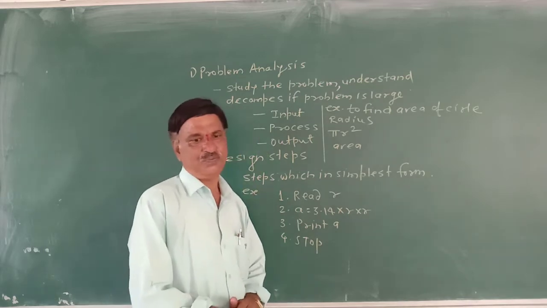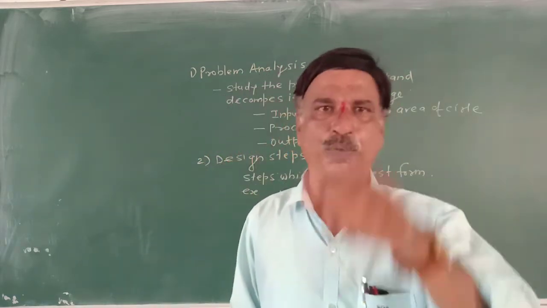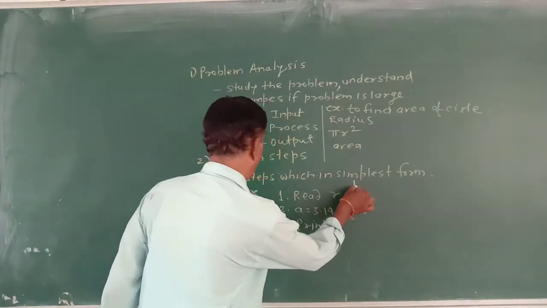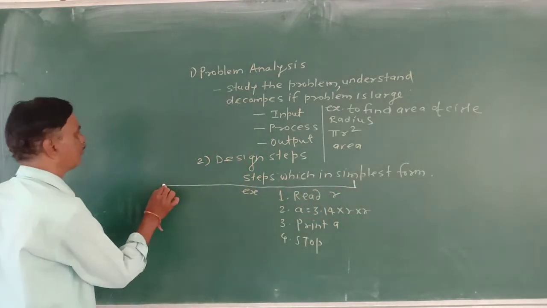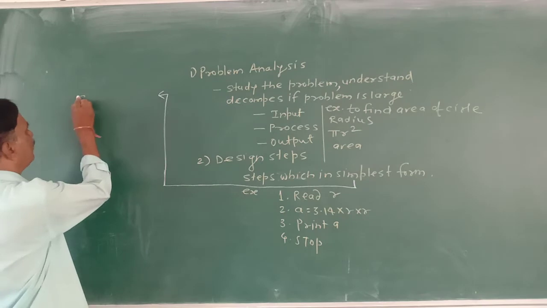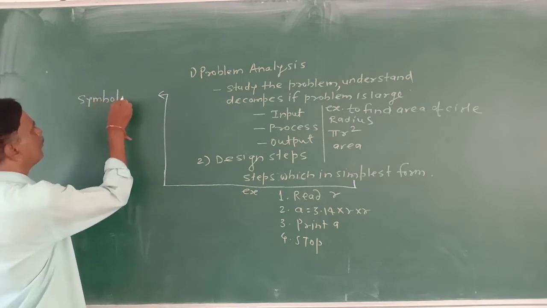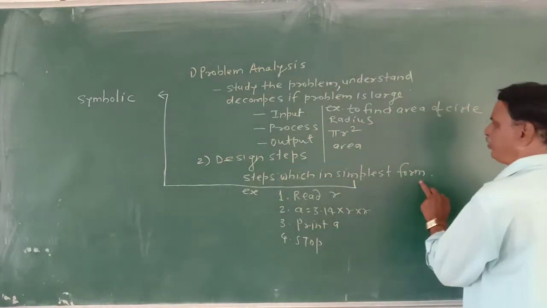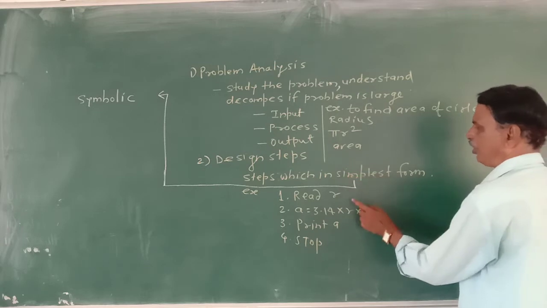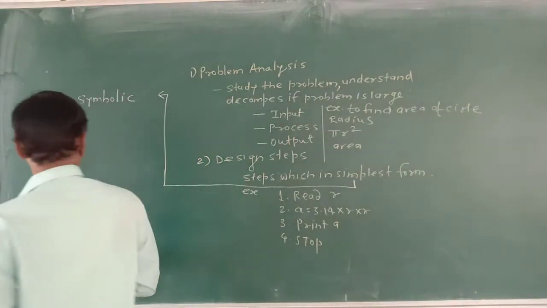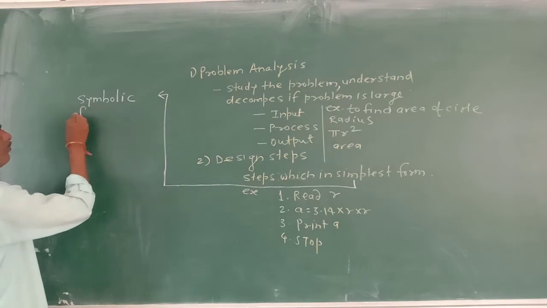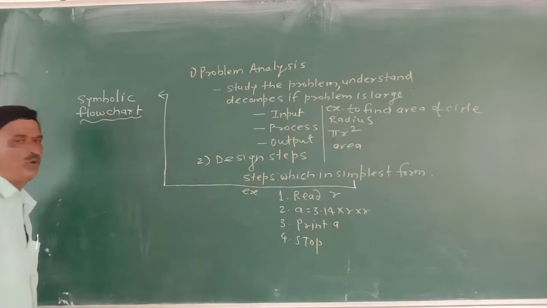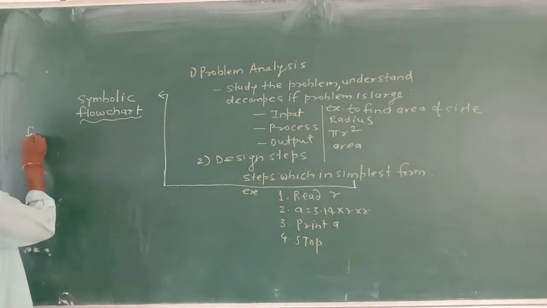So instead of these steps, design steps, if you write down the design steps in symbolic form instead of simplest form, design steps which are in simplest form, but if instead of text there will be symbols, then it is called a flowchart. So what is a flowchart?